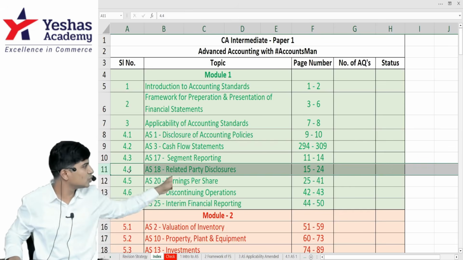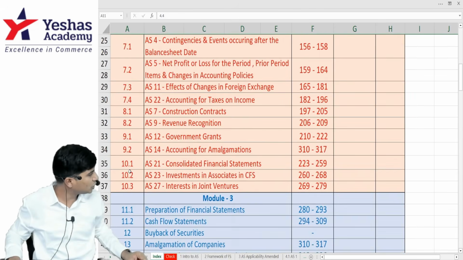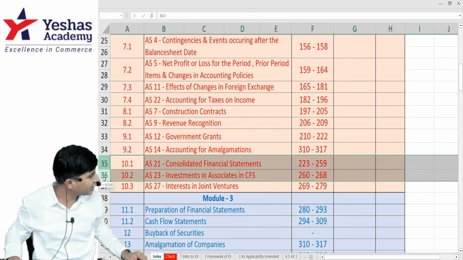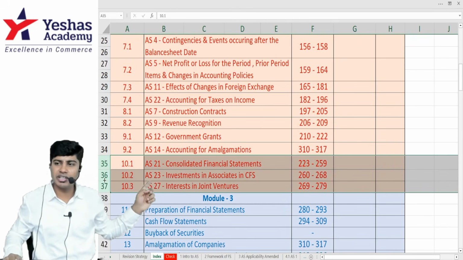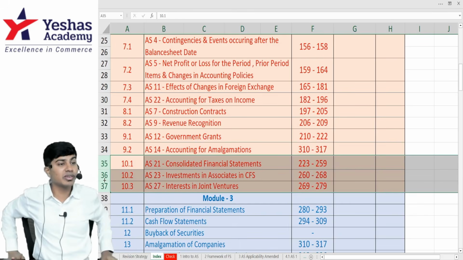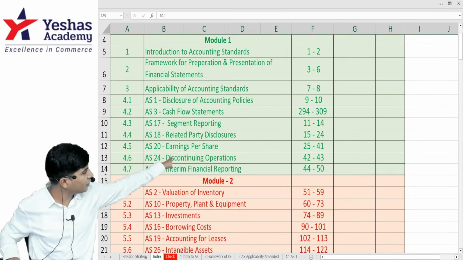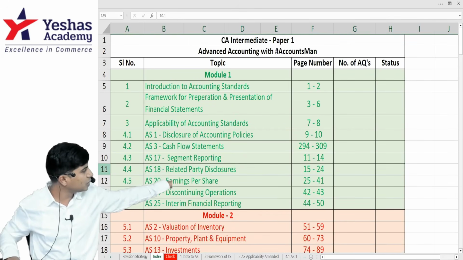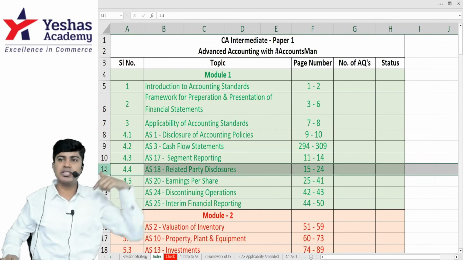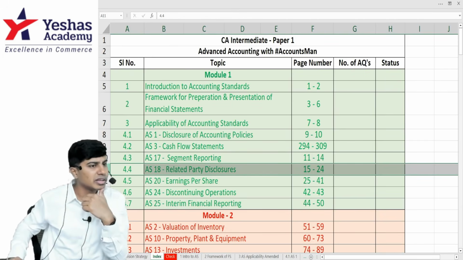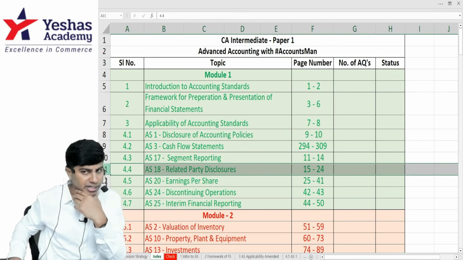And AS18 is very closely connected to 3 units that you have here: 21, 23, 27. You see 21, 23, 27. AS21, AS23, AS27, chapter 10. These 3 units will be done along with AS18. Whenever I do this, you remember, after this immediately we'll be starting with AS21, AS23 and AS27. They are connected.